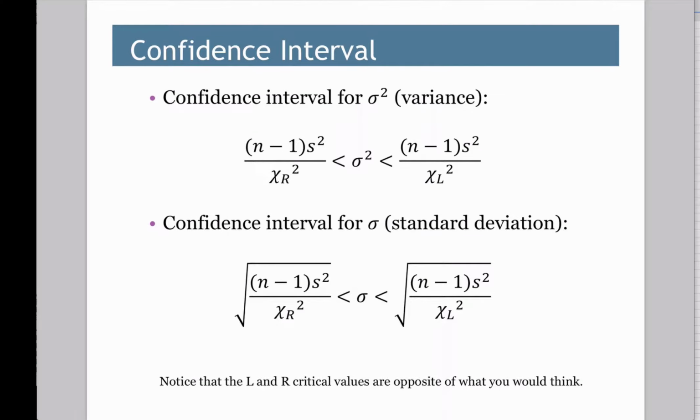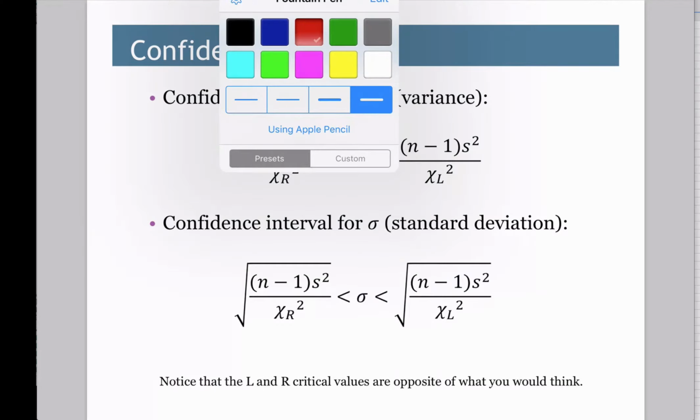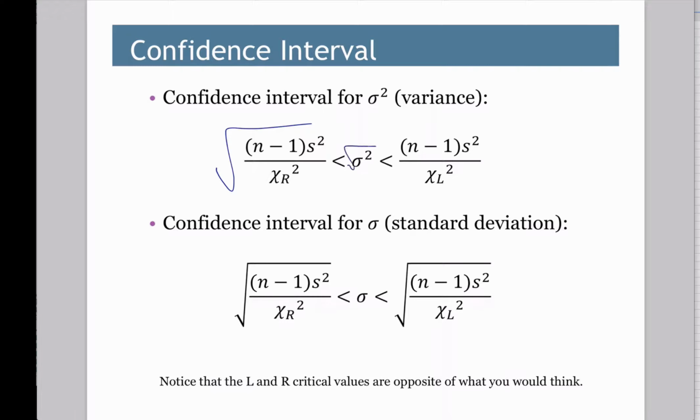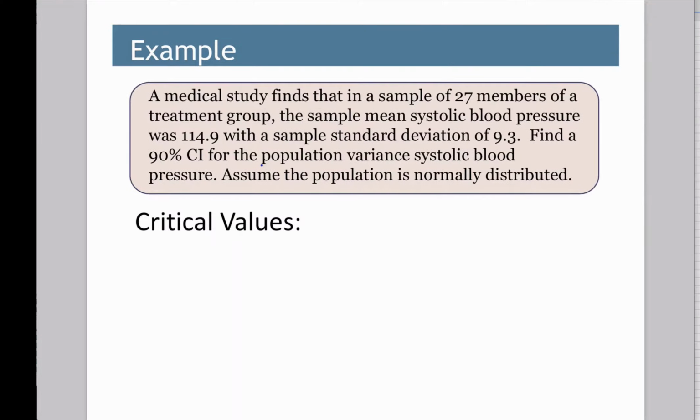Pretty straightforward. n and S or S squared come from your sample, and then the bottom is the critical values. And really, these formulas are the exact same, because if you took the square root of each of these, that's how you get the formula for standard deviation down below. So really, it's just one formula, square rooting it to get the other. Or if you start with the bottom one, you square everything, you get to the top version. So that is the formula. So let's give it a shot. Let's do two examples real fast.